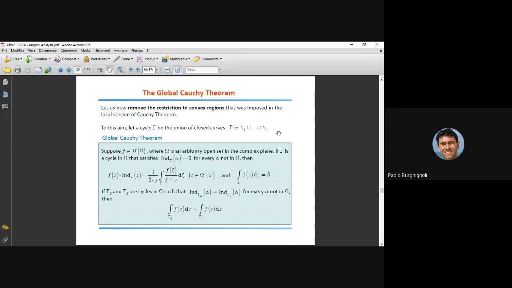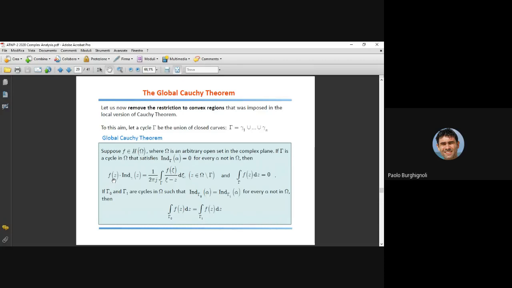The global version of the Cauchy theorem says the following. If you have a function that is analytic in omega, where now omega is an arbitrary open set, not necessarily convex in the complex plane, and gamma is a cycle in omega that satisfies the property that it does not wind around any point outside omega, so the index of all points alpha that are not in omega is equal to 0. Okay, for such a cycle, it results that the Cauchy integral formula holds.